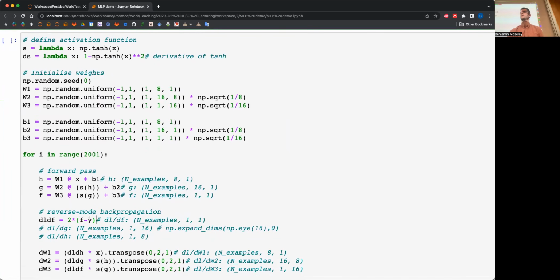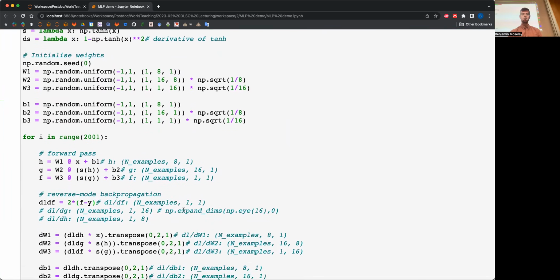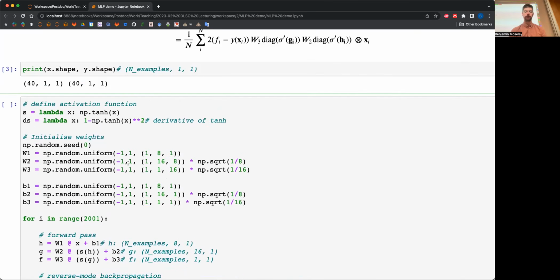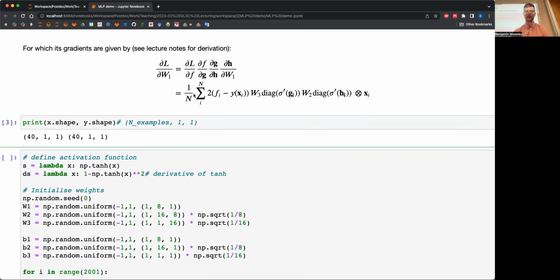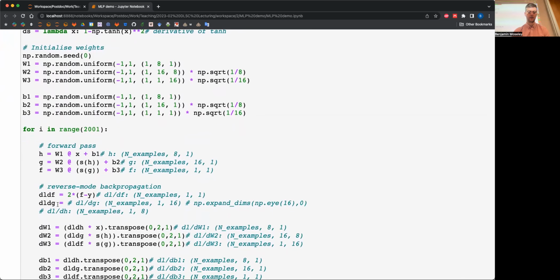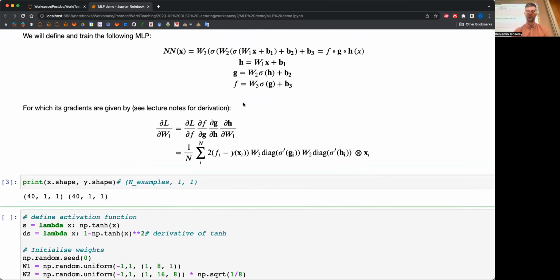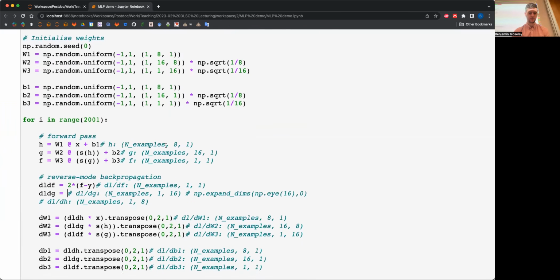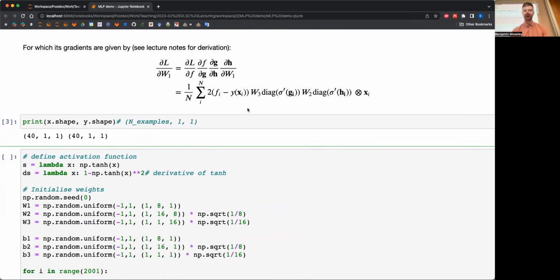So remember, Y is just our training data that we have. This is just going to be a bunch of scalar values because the output of the network is a scalar and Y is a scalar. Then we want to compute the rest of our elements of the chain rule. So DL by DG, which is simply going to be this term here.